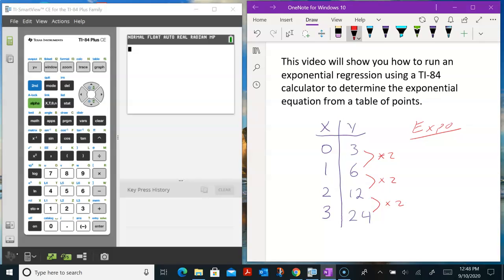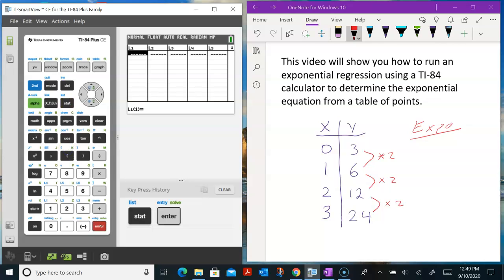So I'm going to go ahead and now run the regression using the calculator, now that I've determined that it's exponential. So the first thing I'm going to do is hit the stat key. And we can see that the edit field is highlighted in black, and that's where we want to be. So I'm going to go ahead and hit enter.